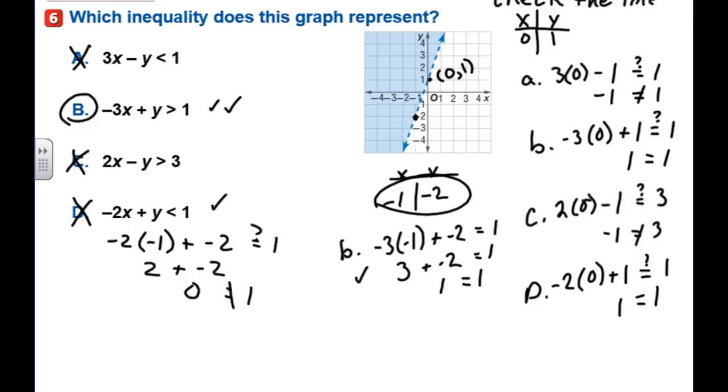Now you may say, well, that's a whole lot. And yeah, it's a little bit. There are other ways to do it. The other way that you can do it, if you've got your calculator, is to change each one of these inequalities so that you have y isolated. And that's going to be a lot of work too.